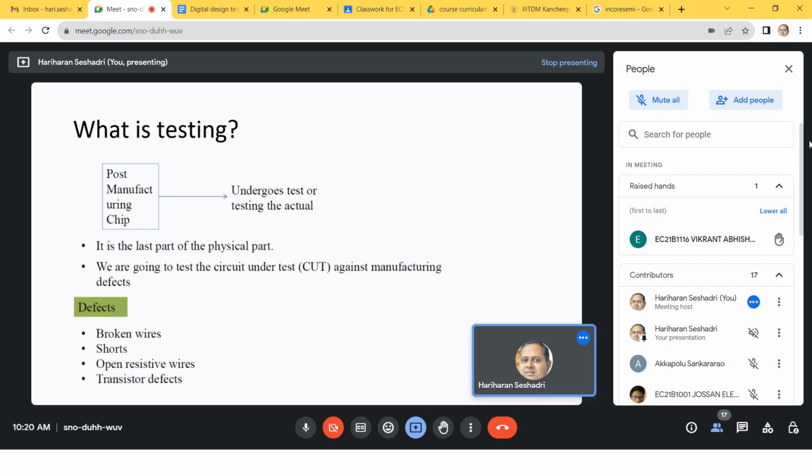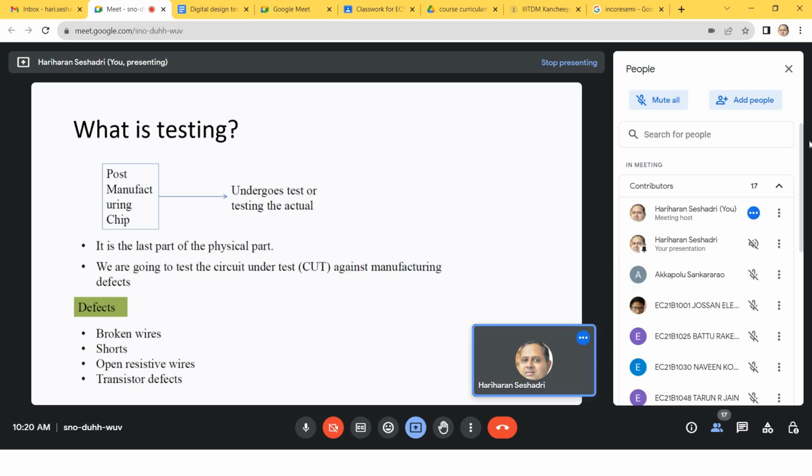The fuse will blow. 5 volts and 0 volts are shorted. What happens? Have you tried that? You have to talk honestly. I've done that. I've burnt chips. Be honest. If you're not doing that, you're not an engineer.